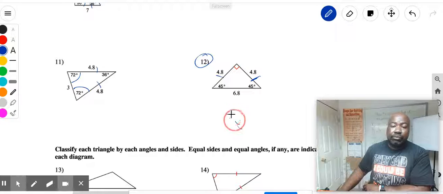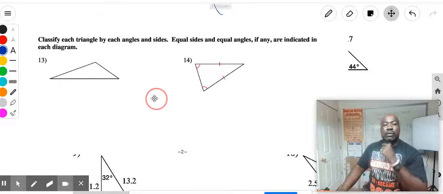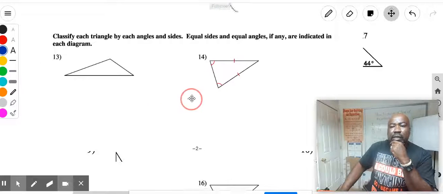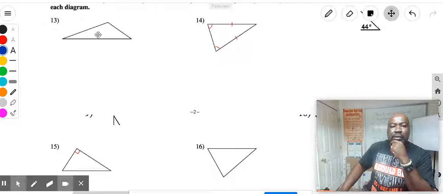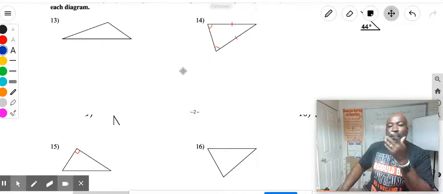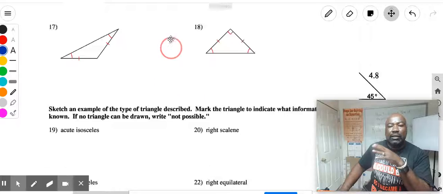Now, let's move down to this worksheet. At number 13, you are going to need to identify what the diagram is and label it. What type of triangle is this? Is this greater than 90, less than 90? So that's the goal of this worksheet.